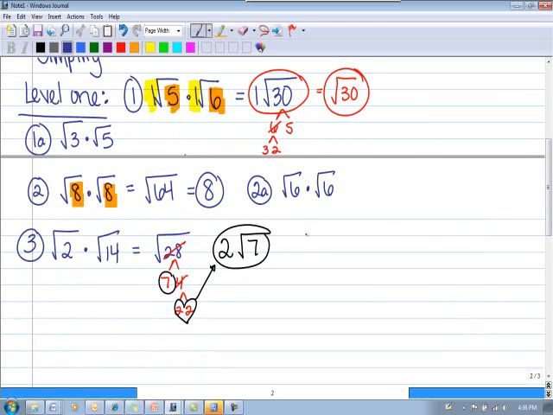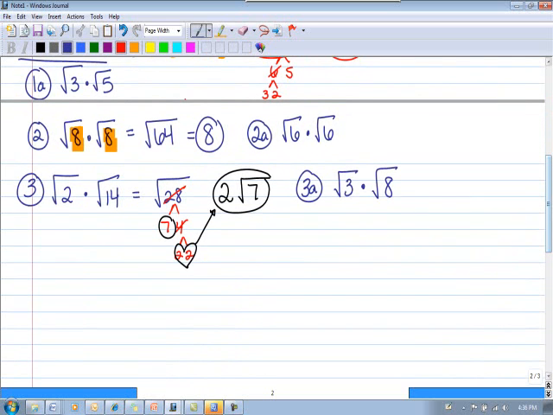And example 3a for you to try. Let's do radical 3 times radical 8. And when you're finished with that, we're going to step it up a notch and move to our level 2 questions. So level 2 gets a little bit harder. Let's go ahead and do number 4, the square root of 2 times 5 radical 14.